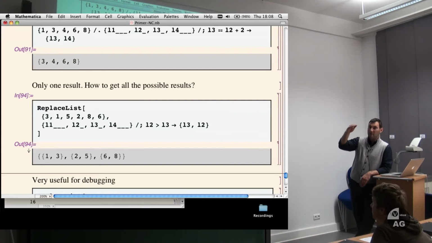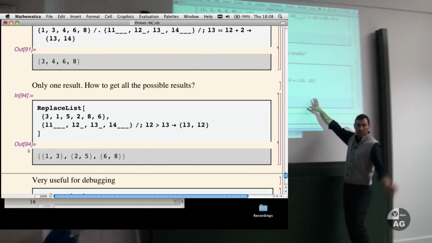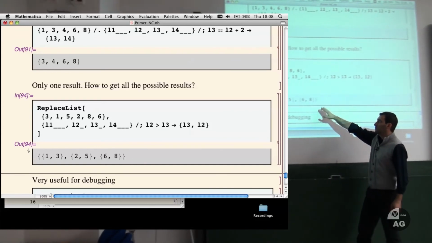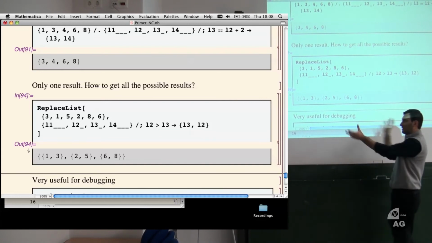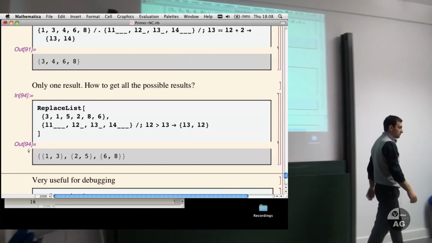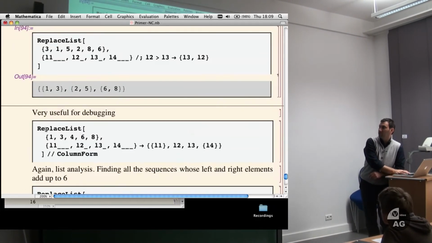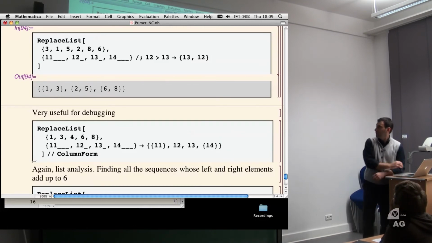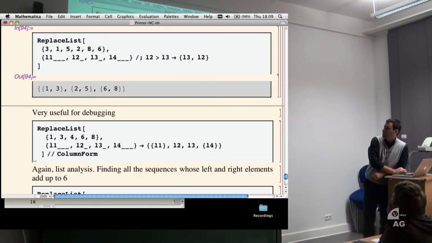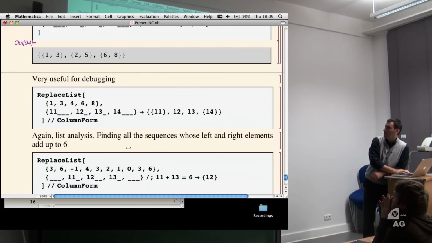This is at one iteration, okay? Then one of them will be swapped. This is not how the sorting was working before. It's just to show that these L1 and L4 are used in different ways. And as I'm saying, this ReplaceList is very useful for debugging because it shows all the matches, all the cases. List analysis.